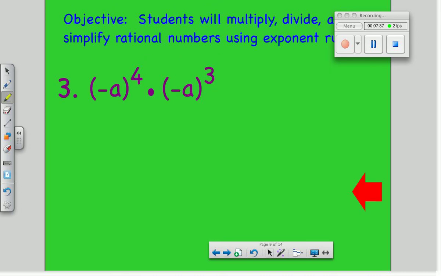You're thinking -8 times -8 times -8 times -8 times -8 times -8 times -8. So our base is -a. We're multiplying it 4 times and then again 3 more times. So -a to the power of 7.